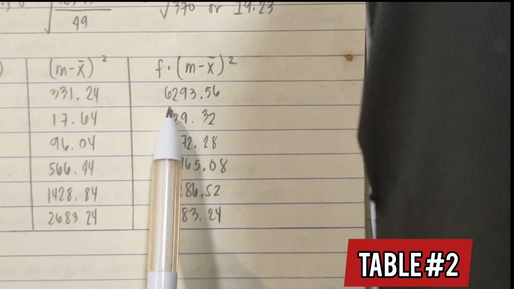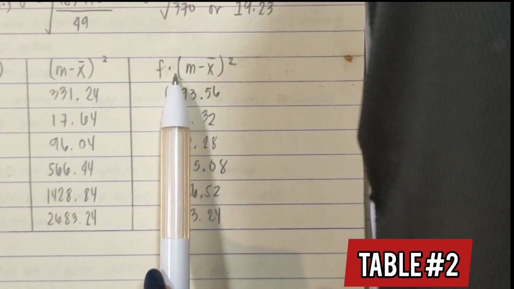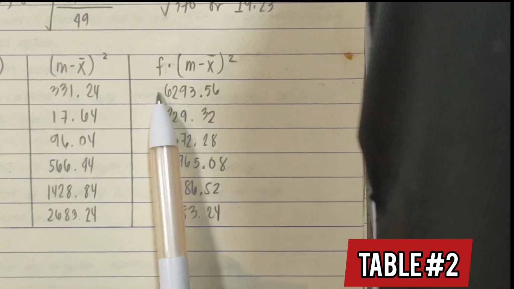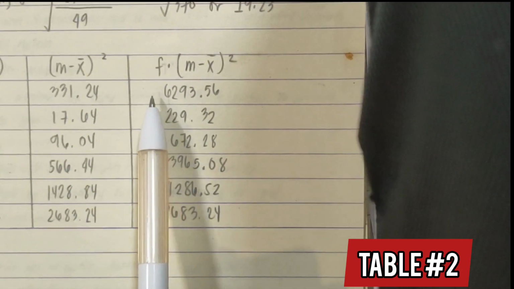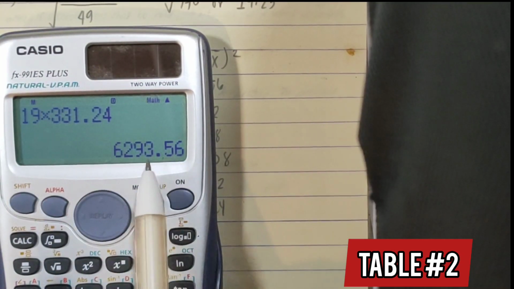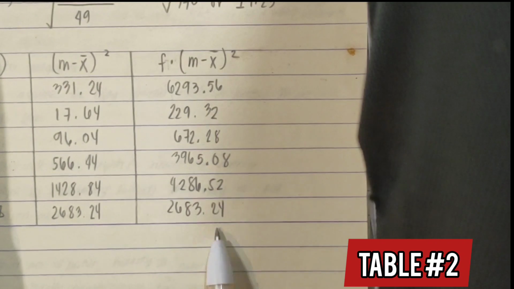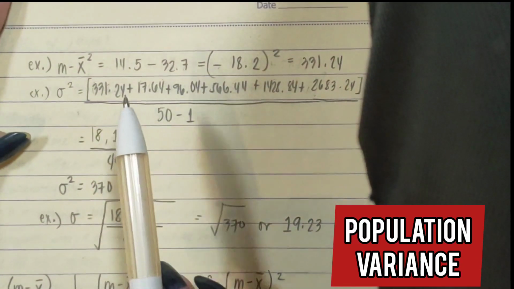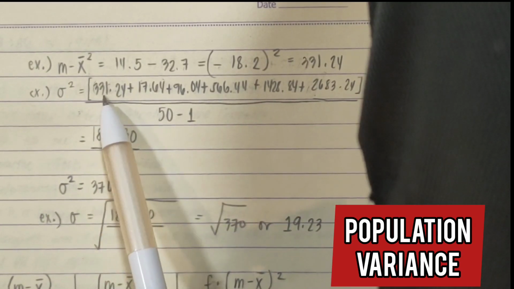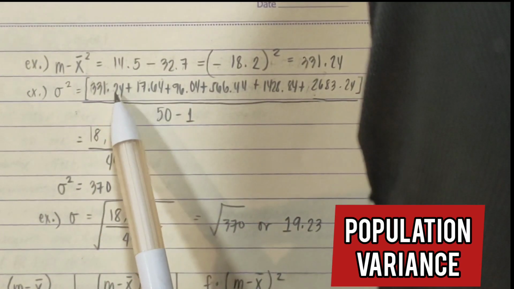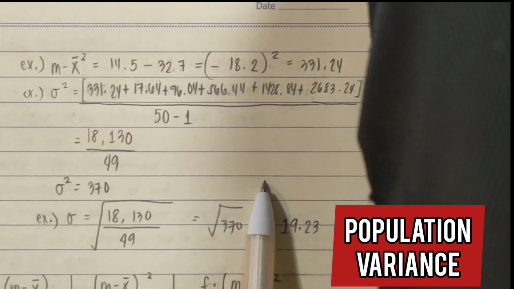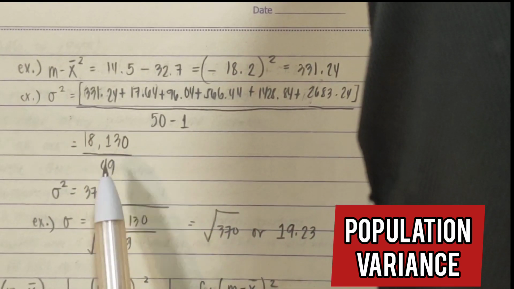For our last column, you have here the frequency multiplied by this column right here. So for example, for this row, we have a frequency of 19, and you're going to multiply that with this value. So 19 times 331.24, and you get 6293.56, which you will write down here. For population variance, you are just going to sum up all of the values under the parentheses, midpoint minus group mean multiplied to the power of 2. So add that value all up, and you get 18,130 over 49.